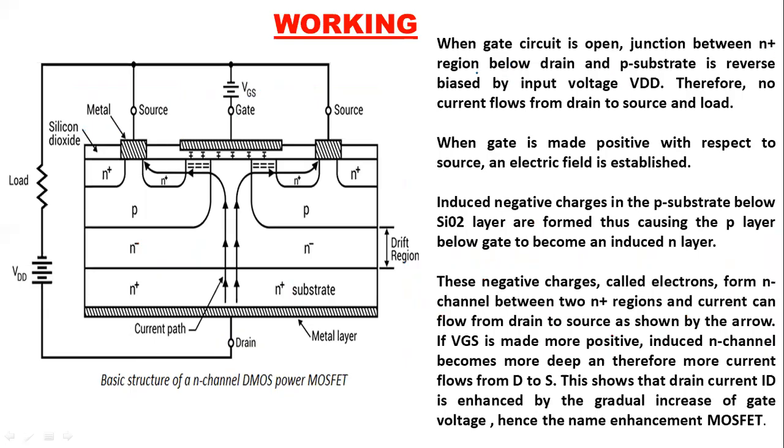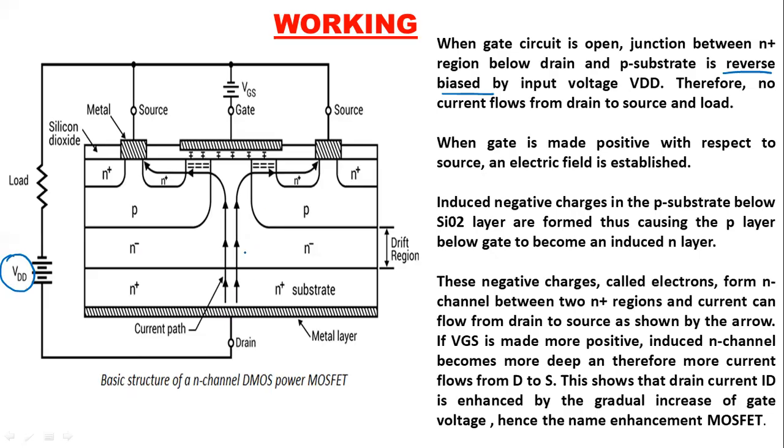Between the N plus region, the gate circuit is open. The junction between the N plus region below the drain and the P substrate is reverse biased. So we have a reverse bias by the input voltage VDD, which reverse biases the N plus region below the drain and the P substrate. Therefore, no current flows from drain to source and load.